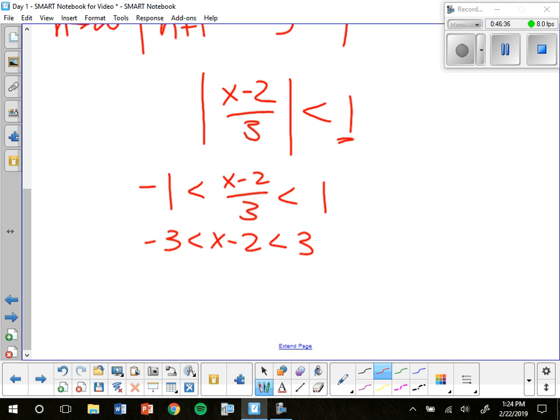Okay. So I take the absolute valicand and put it between -1 and 1. And then you multiply by 3. Multiply by 3. Negative 3. This is actually easy. And then what do I do? Add 2 on each side, and I got between -1 and 5. Great, I found my interval of convergence.